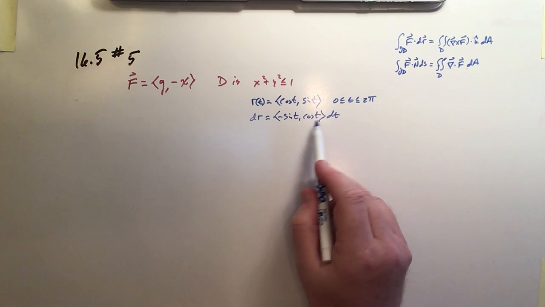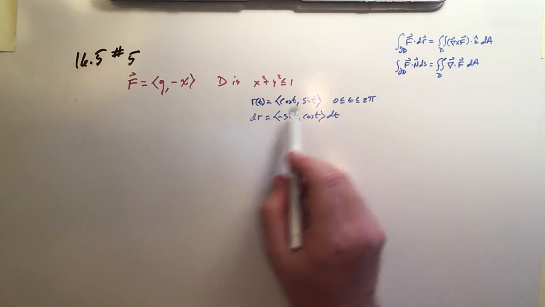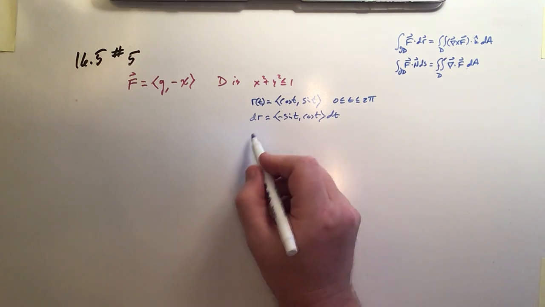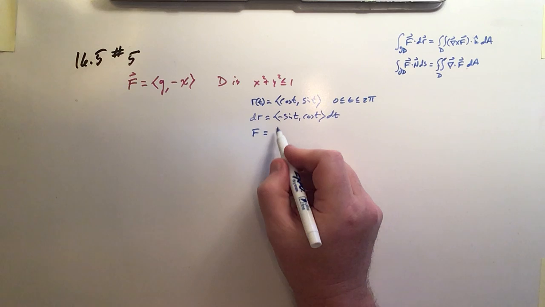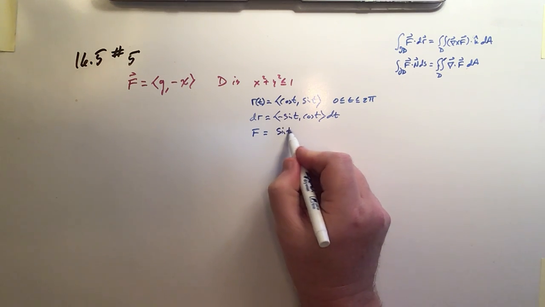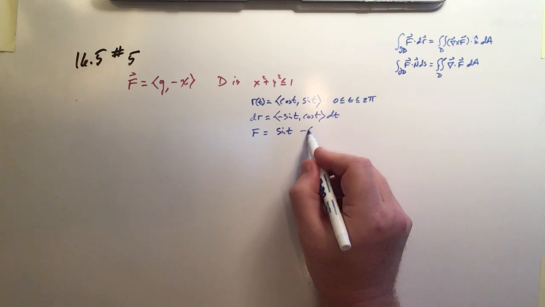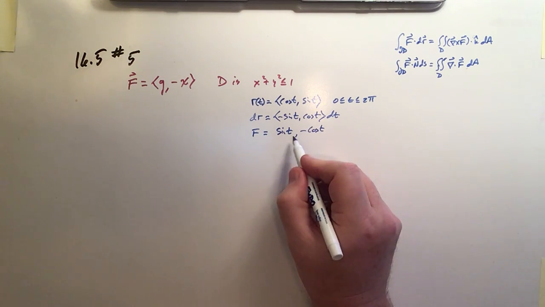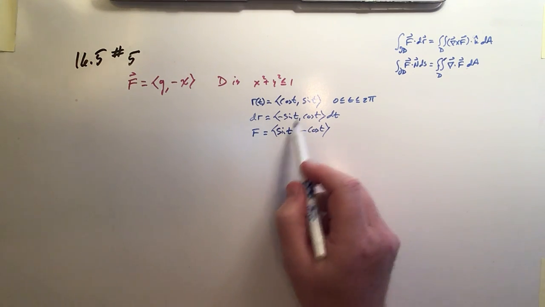So there we go, that's for our dot product, and then the function for our dot product is going to be y, negative x. So y is sine t, so f's x component is actually its y component, sine t, and its y component is negative x, so that's negative cosine t. And there it is, our dot product is just the product straight down.